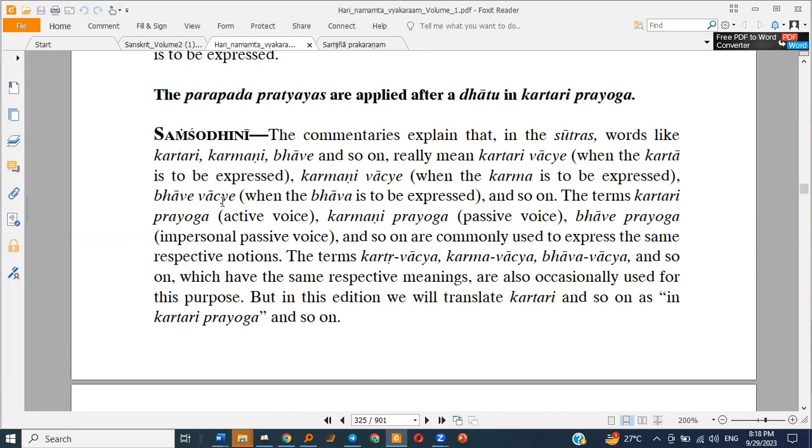Then there is also Bhave Vache. Bhava Vache means when the Bhava is to be expressed. That means when the meaning of the Kriya, the verb itself, is to be expressed. This is a bit complicated because it is not really found in other grammars, other languages. As we get a few examples for this, we will read Bhave Vache. So the Kartri Vache is active voice, Karmani Prayog is passive voice, and Bhave in English is impersonal passive voice, and so on, commonly used to express the same respective notions.